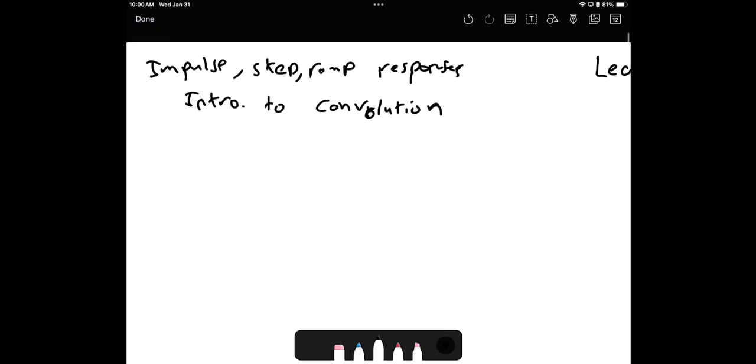Today's lecture, we will continue on example and impulse, step and ramp responses. And if we have time, we will go to an introduction to convolution.